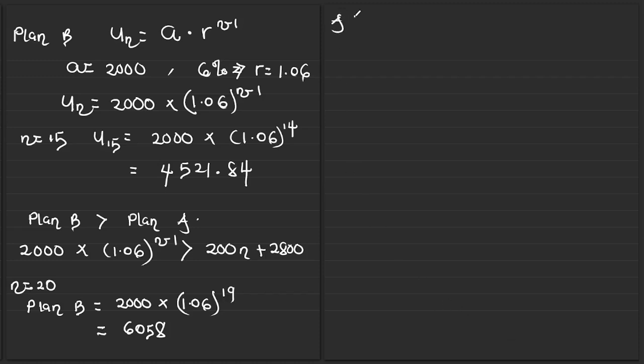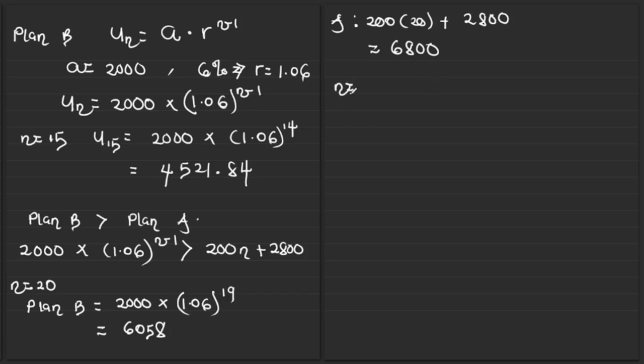Now let's test what Plan A also gives us when n equals 20. At n equals 20, A is also going to give us 200 into bracket 20, then plus 2,800. And that, when solved, gives us a value of 6,800. So even at 20, A is still leading. So we are doing this till we get to where B leads. You'd have to continue with this substitution until you get there.